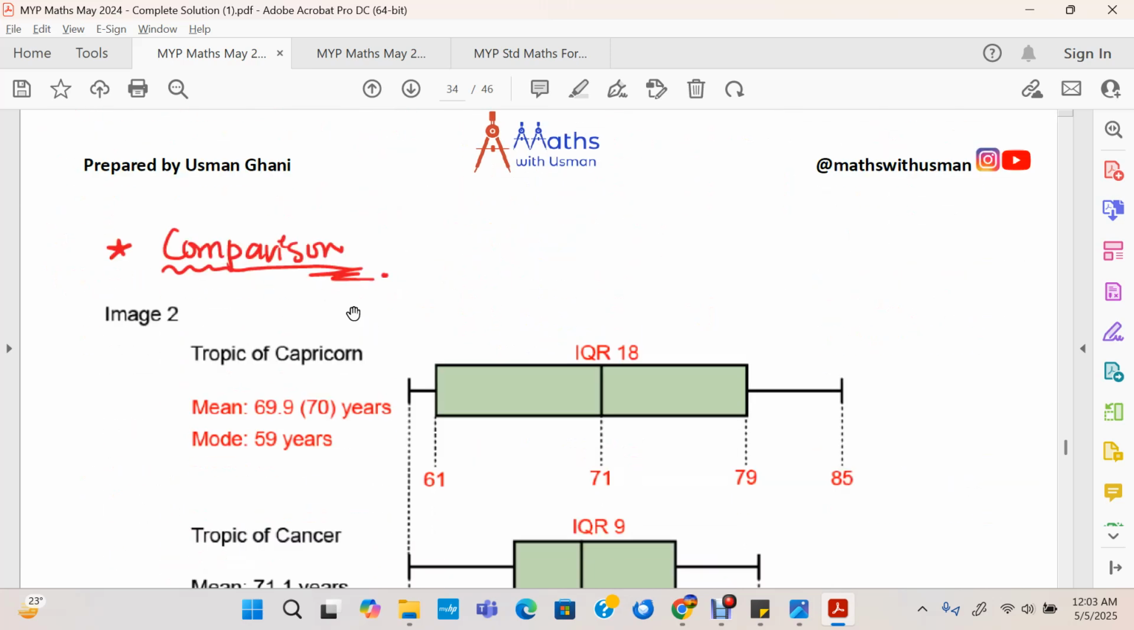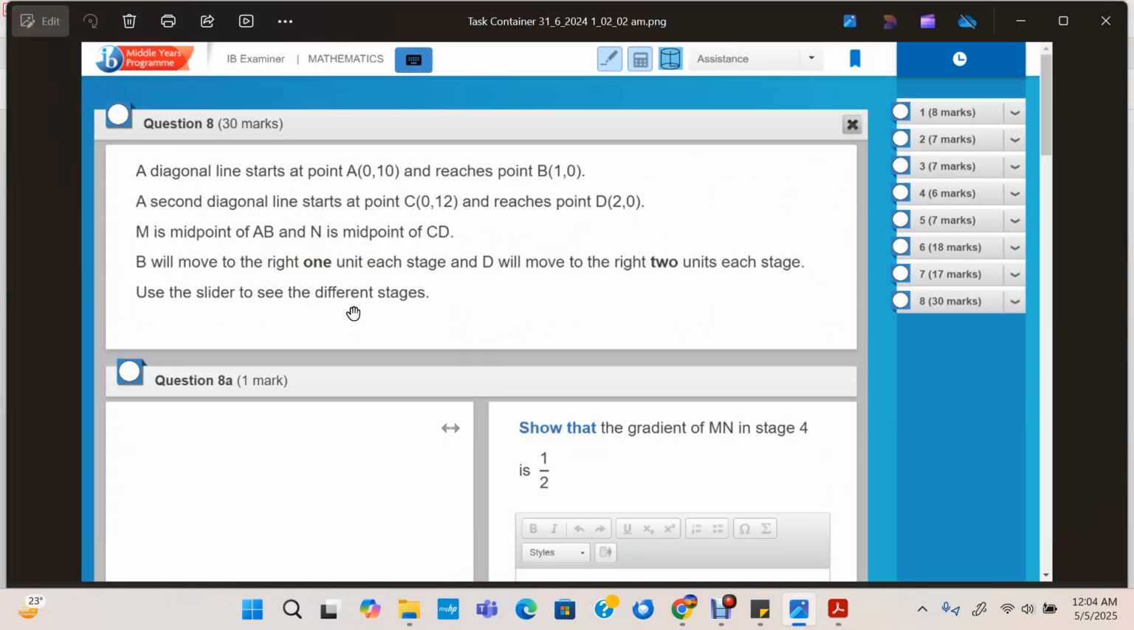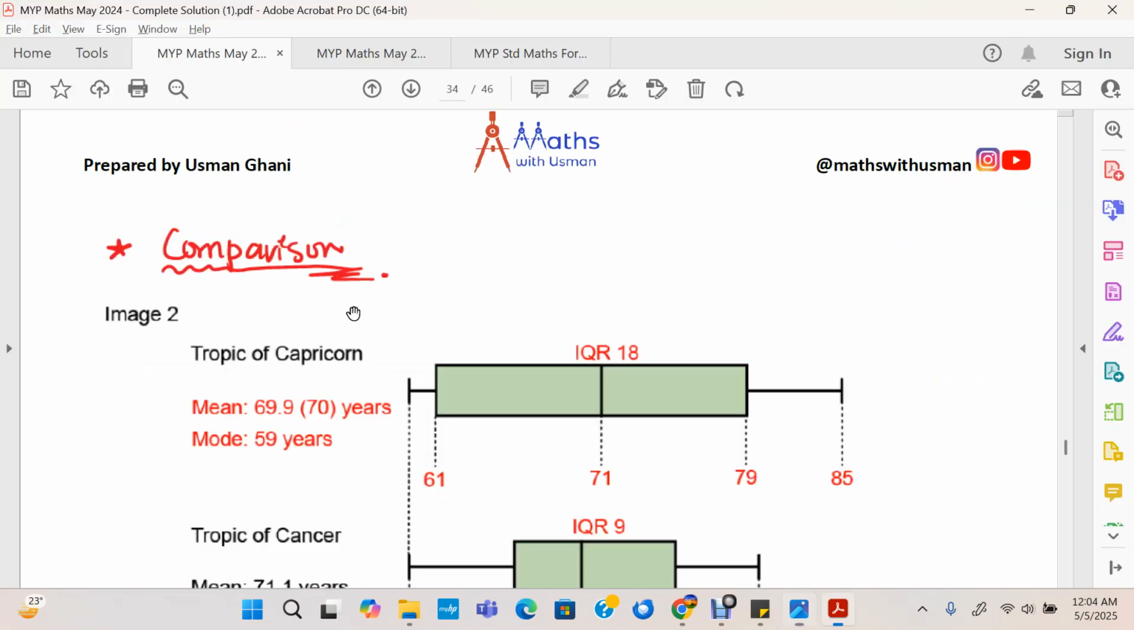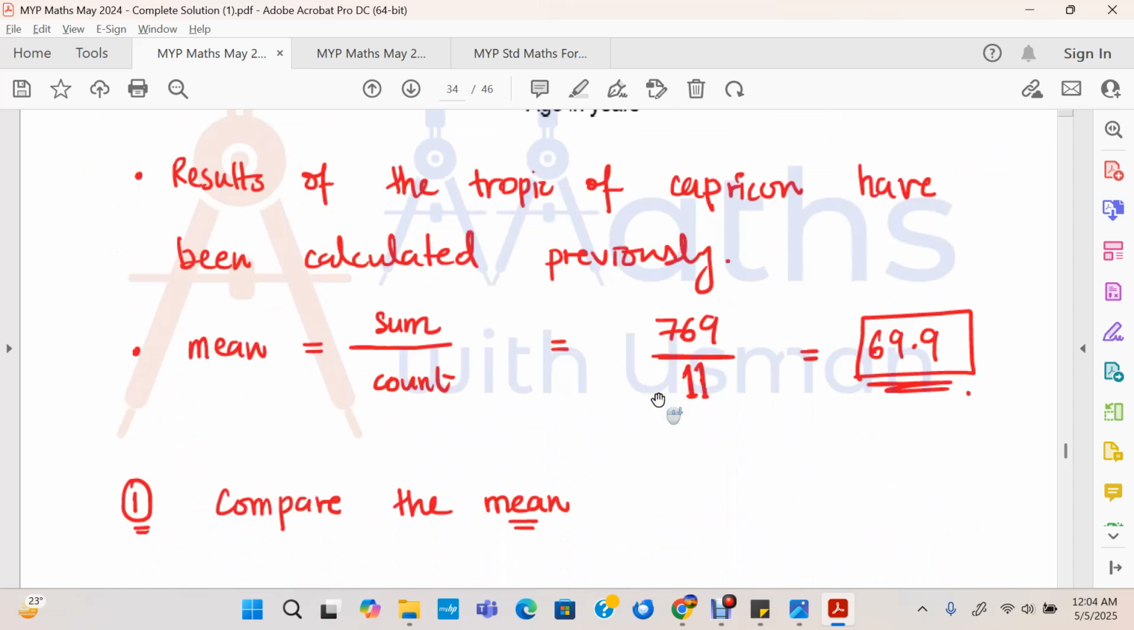Easy. Bullet number two is comparison. Compare the measures of central tendency, meaning mean, median, mode, measures of dispersion, range and interquartile range, and any other relevant information between the two. Again, comparison between the data. We've done that before many times. So compare everything. All right.